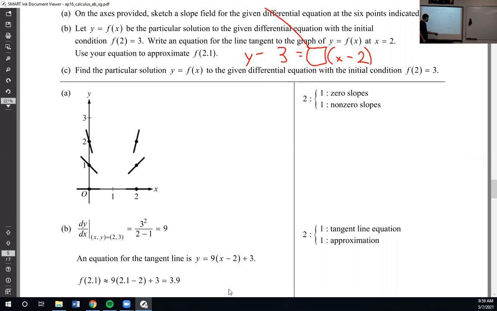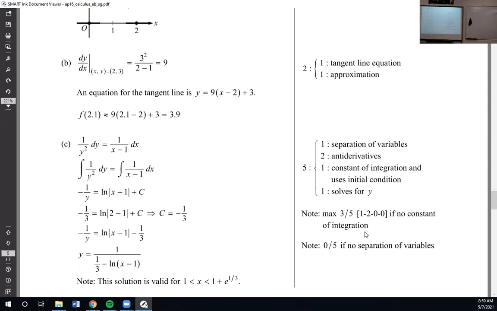And finally, part C, when it says the phrasing, find the particular solution to the differential equation, that should click in your head, and you should be able to recognize that immediately as a separation of variables question. So there is your separation of variables process. Separate out the variables. Antiderivative uses natural log. Then they plugged in and solved for C, and went from there.